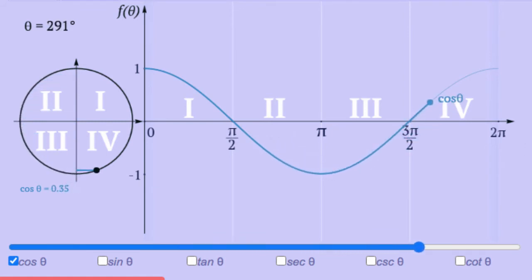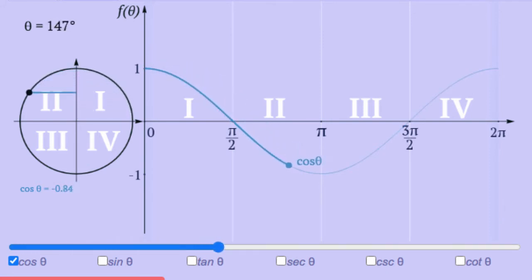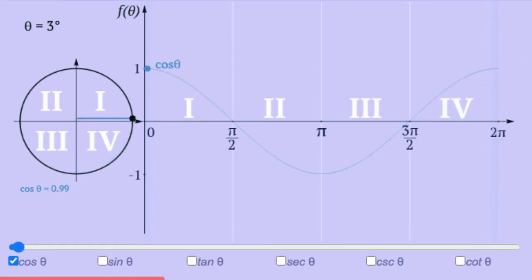And what's shown here is just for one rotation around the unit circle, but the function continues as you keep rotating. So this curve would just keep going to the right and also keep going to the left.